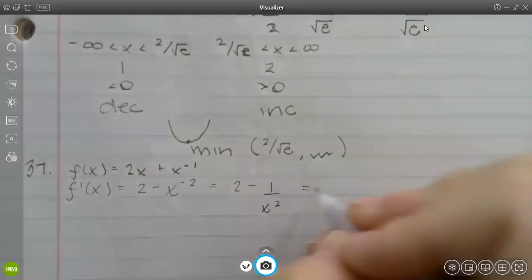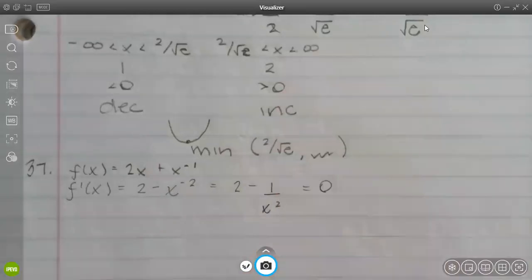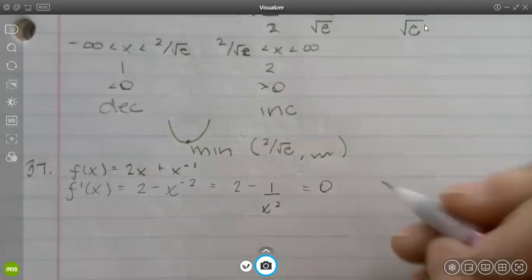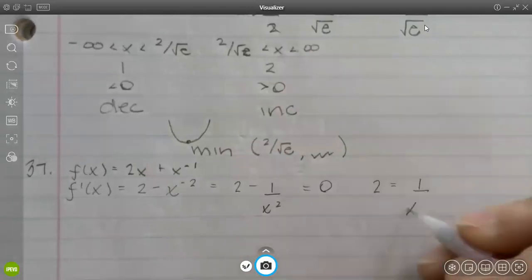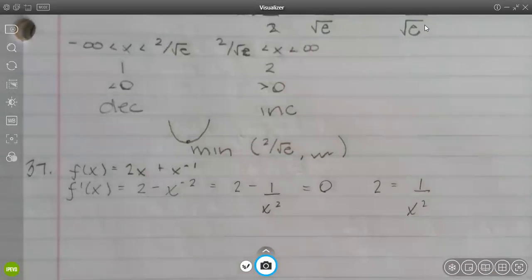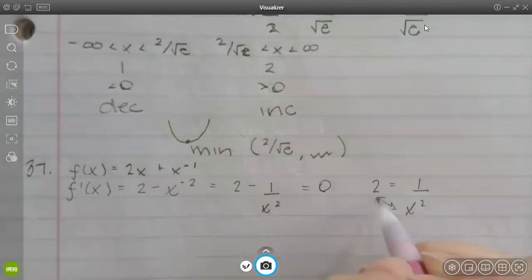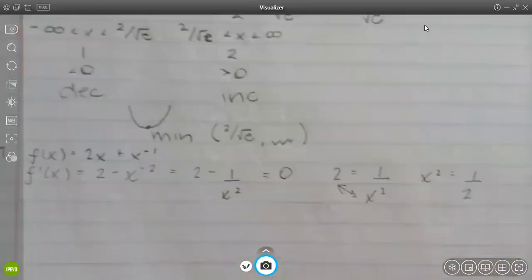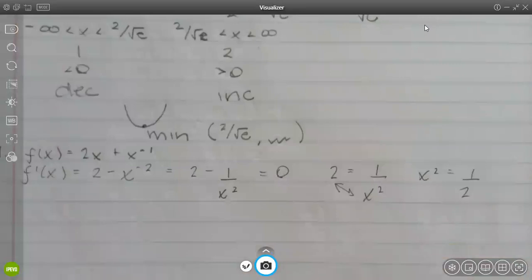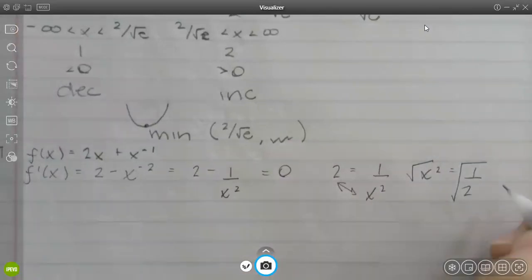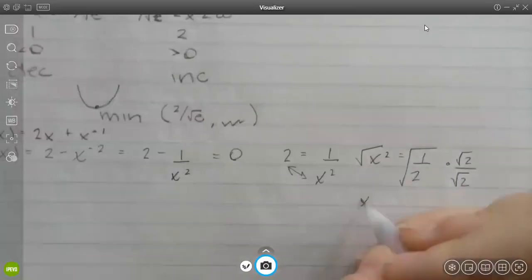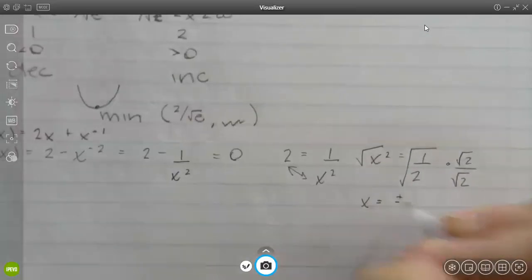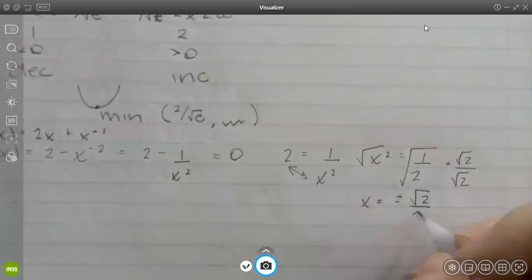You set that derivative equal to 0, which means I'm going to add my 2 over. You could also just add the 1 over x squared over to make it positive. You can switch these. So when I solve it, I get x squared equals 1/2. And then I have to take the square root. They don't like looking at it like this, so they multiply by the square root of the square root, and you get positive negative square root of 2 over 2.